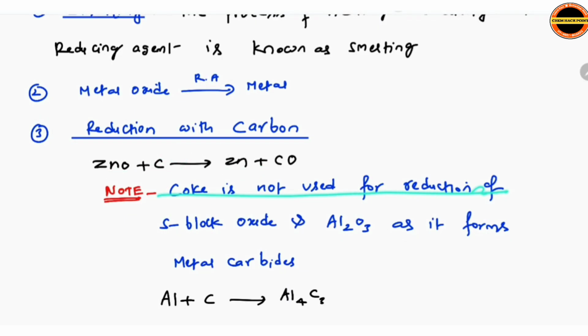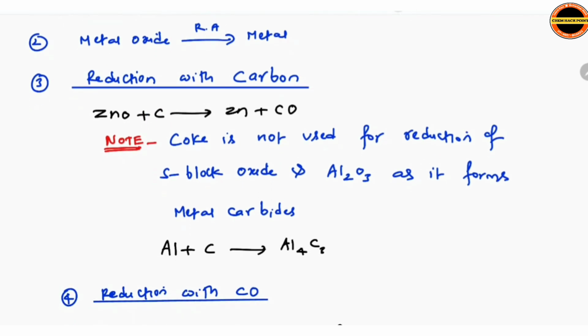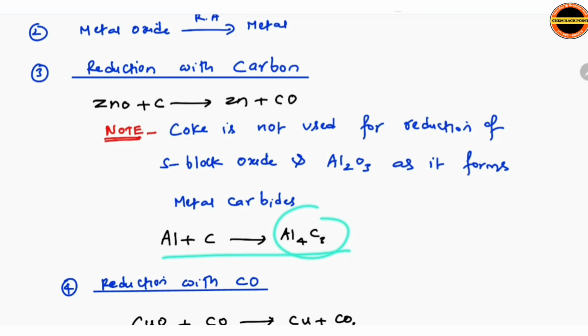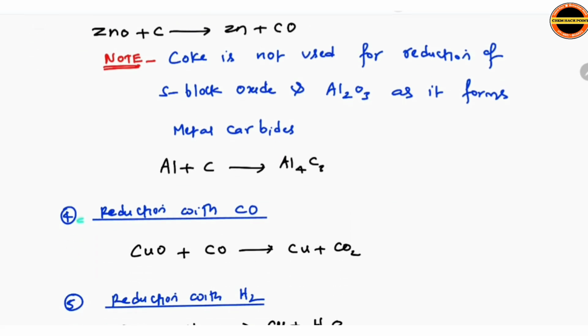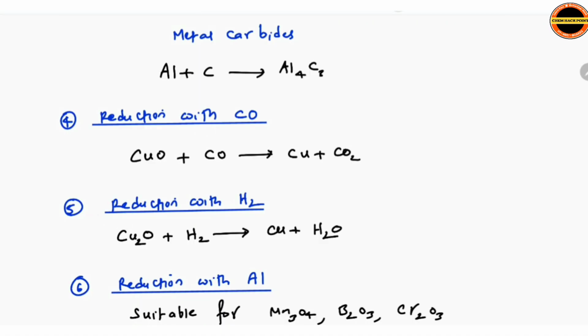Coke is not used for reduction of S block oxides and Al2O3 as it forms metal carbides. So this coke carbon cannot be used to reduce S block oxides and Al2O3, as it reacts and forms metal carbides like aluminum carbide. So it is not preferred. Reduction with carbon monoxide: carbon monoxide is also used as a reducing agent here. Reduction with hydrogen: hydrogen is used as a reducing agent.